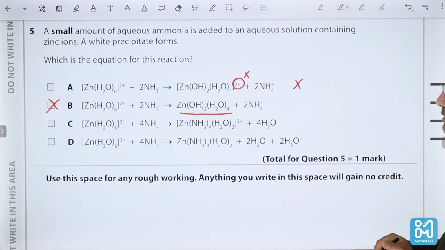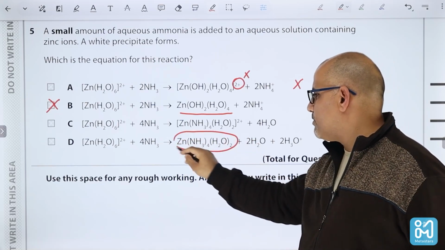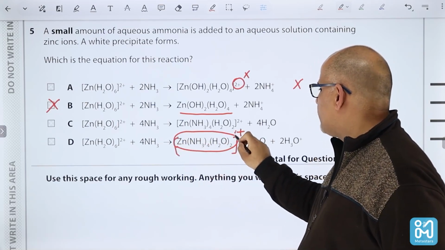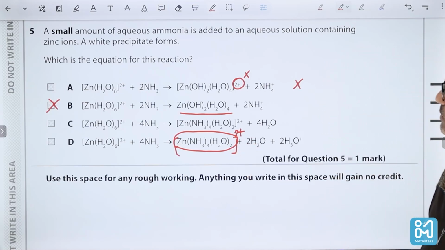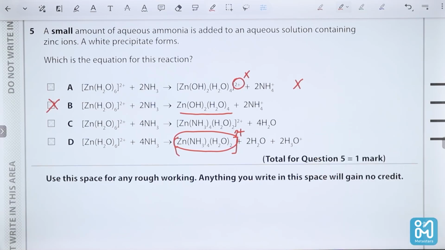In the last one, D, you will see the zinc will have positive 2 there, but it is with a white precipitate. So the mistake is that it should be like that, positive 2, because you have 2 neutral substances and not a precipitate. So that's why B is the correct answer.